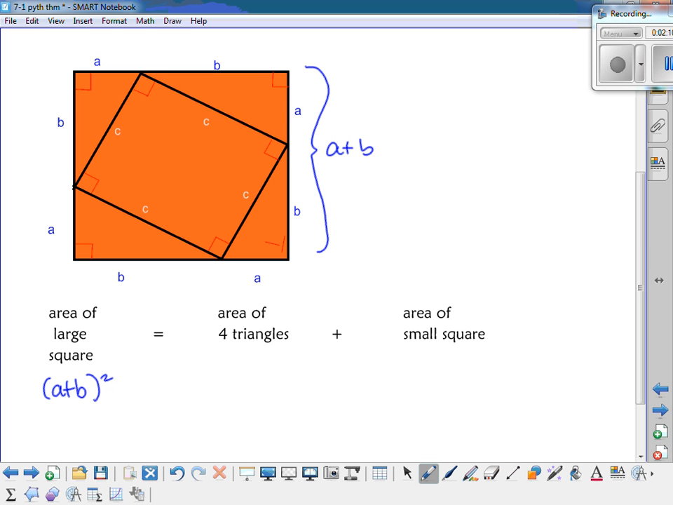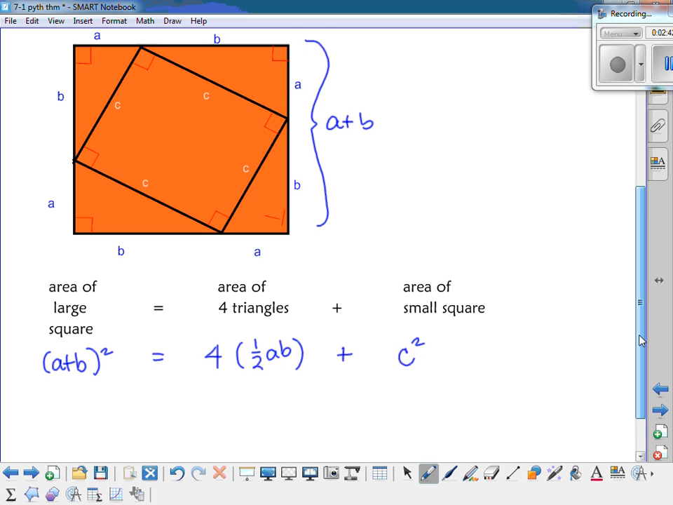Now the four triangles, what's the formula for the area of a triangle? Do you remember that? A equals 1/2 the base times the height. So how many triangles are there? There's 4 times 1/2 the base times the height. I can use A as the base and B as the height because it's a right triangle, so my legs are the base and the height. And then the small square is just going to be C squared. So everybody follow me so far?